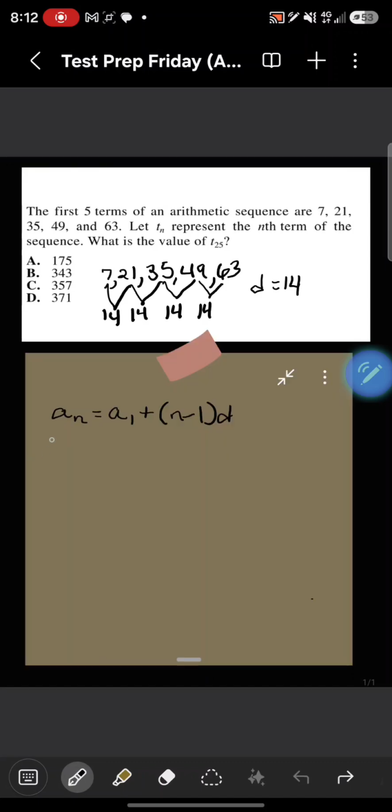We're looking for the 25th term, so let's substitute in a sub 25 equals a sub 1, our first term, which is 7, plus 25 minus 1 times our common difference, which is 14.